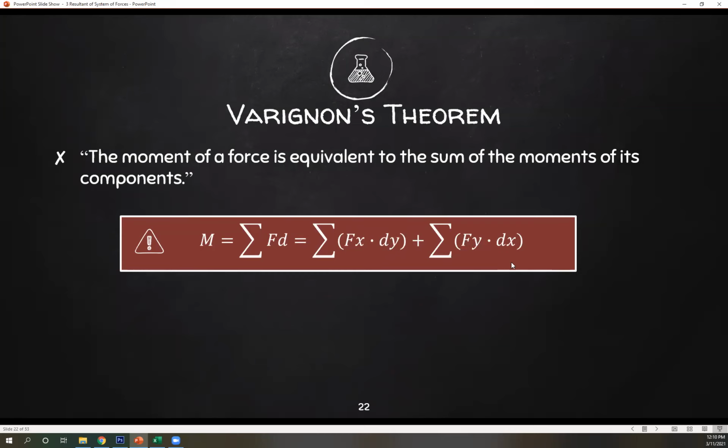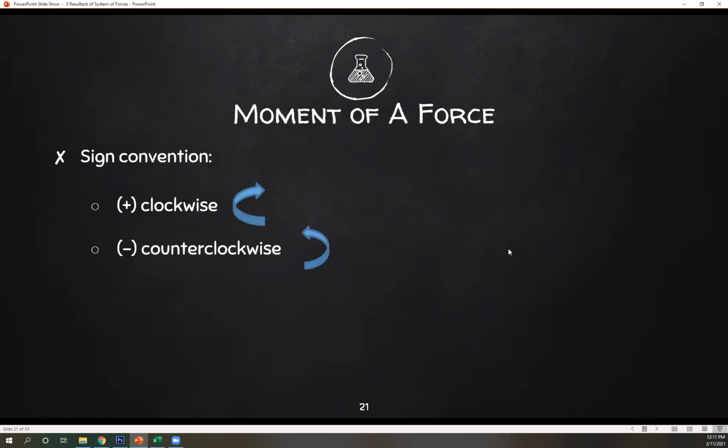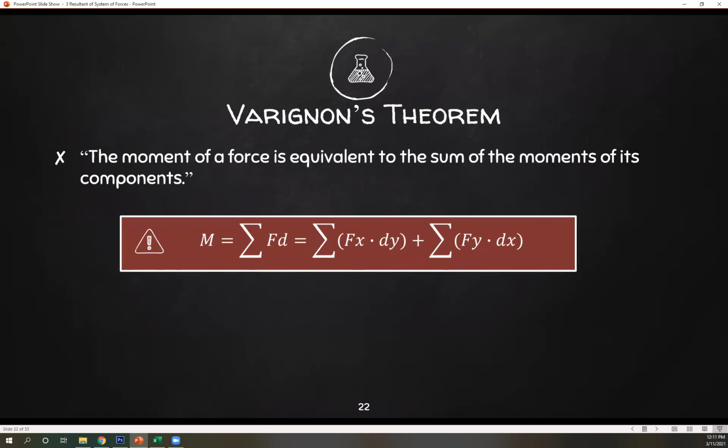Similar to your components of a force, you also have a sign convention here. Clockwise is positive, counterclockwise is negative. In other books and for other professors, it might be the opposite. The choice of sign is arbitrary, meaning it has no actual rule to it. It's up to you what's more convenient. But for the sake of uniformity, we're going to use clockwise positive, counterclockwise negative. Again, you might see in other books it's the opposite, just because this is arbitrary.